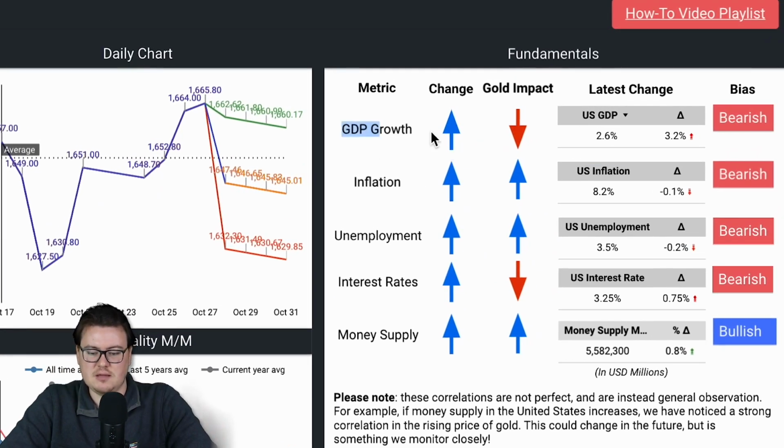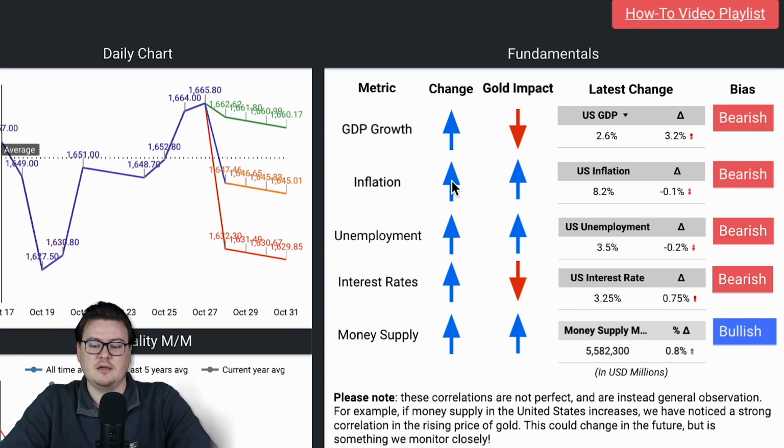We can see GDP growth here with an up arrow is our most recent change. So we actually had GDP numbers come out today, Thursday, October 27th. GDP numbers for the US came out today. They came out to 2.6%. They went up to 2.6%. So that was a positive change, and because the US economy is doing better, that typically means the dollar is doing better as well. That means gold is actually going to do worse because of it. That gives us a bearish bias here.